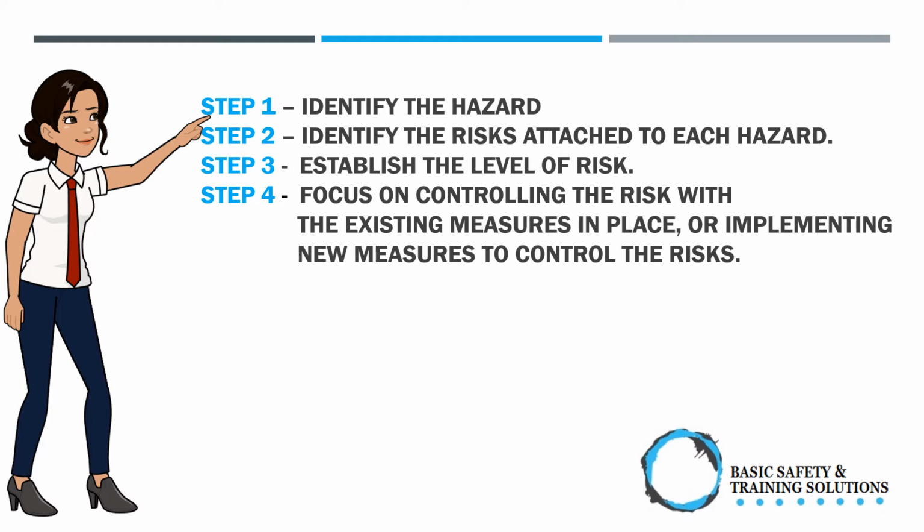Only then can you begin to identify the hazards that are present. You can then move on to step 2 and identify the risks that are attached to each hazard. Once you've identified the hazards, you can then identify the risks attached to each of the hazards present. It does not end there. Once you've identified the risks, you then need to establish the level of each risk and rank them from highest to lowest. Then you can focus on controlling the risks that present themselves with either existing control measures that are in place or implementing new measures to control the risks.